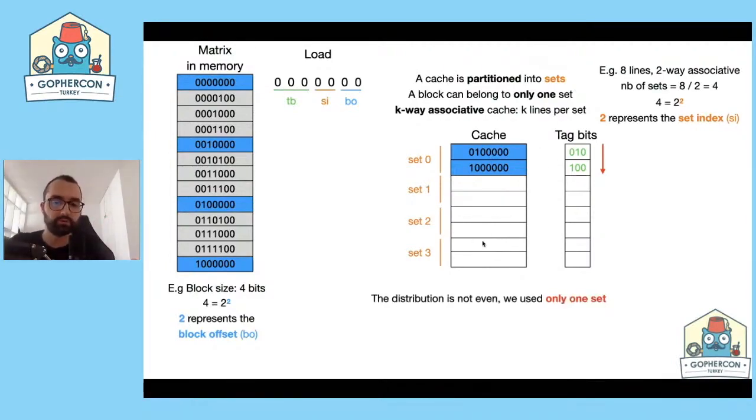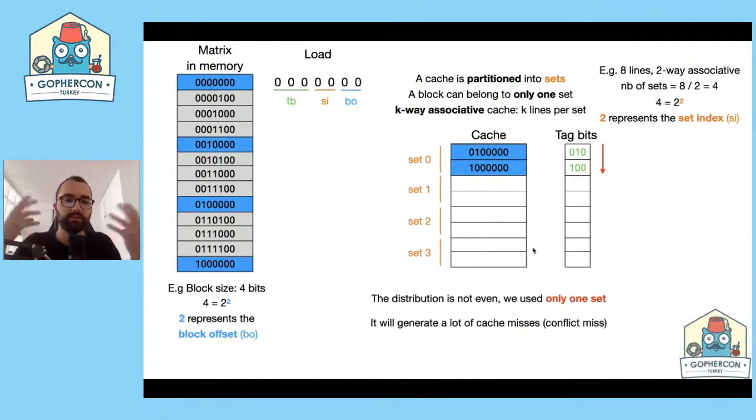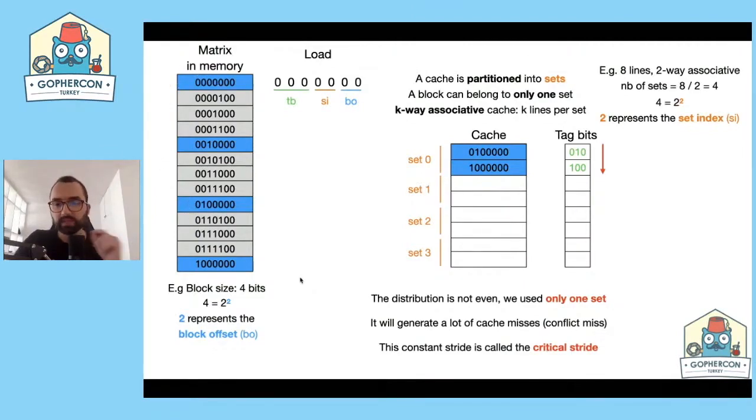It's because the distribution of our cache is not even at all. We used only one set in this example out of 4 sets in total. So in this very case, it will generate a lot of cache misses, and that's what we call a conflict miss. We have seen the compulsory miss, which is a mandatory miss, basically. There is another type of miss, which is the capacity miss, because our data structure does not fit into the cache. And here we see the conflict miss, because basically our partitioning is terrible. And this constant stride, this jump that we see here, that's what we call a critical stride. We reach a critical stride whenever we use only one set out of all the possible sets.